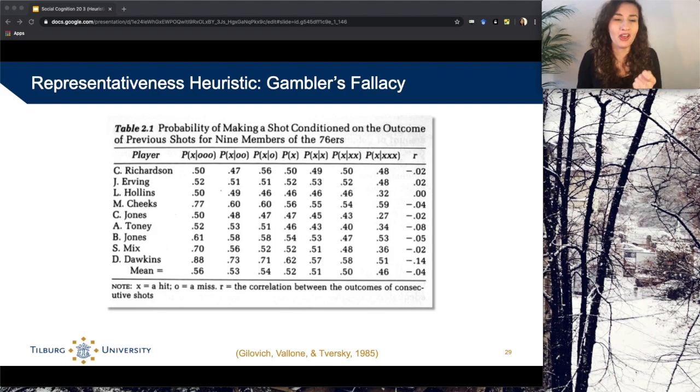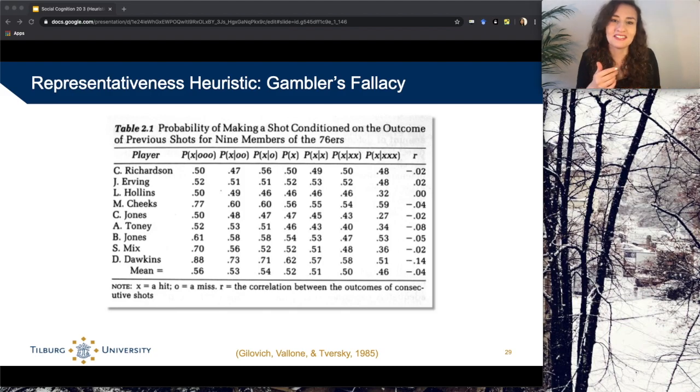So the first column then would be the probability of making a shot, given that the player had just before missed 3 times in a row. And the second column would be the probability of making a shot, given that the player had just before missed 2 times in a row. And then this way, again, we have this for the probability that a player would make a shot, given that they had just made a shot, or had made 2 shots, or had made 3 shots, right? And if you take a look at the last column, you will see that this is the correlation between the outcomes of consecutive shots, and there's just no deviation from 0. So there is actually no evidence that the hot hand phenomenon exists in this case.